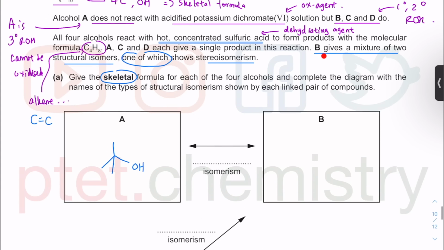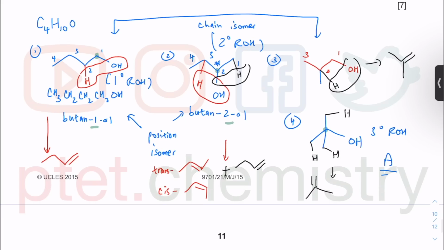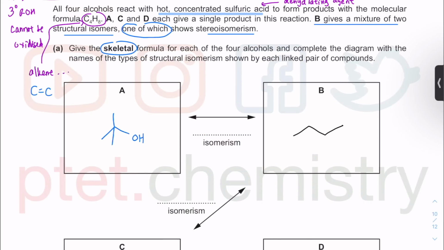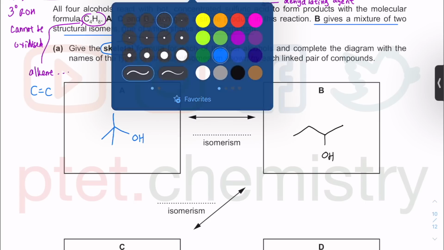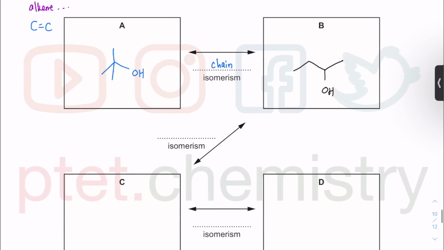This is the one where it was quite special. That must have been B, because B is the secondary alcohol, the one that gives you 2 structural isomers, one of which shows stereoisomerism, in this case the cis-trans geometric isomerism. So B has to be the secondary alcohol, butan-2-ol. If you look at this straight chain and this branch chain, this is very clearly what you call chain isomerism, straight chain versus branch chain.